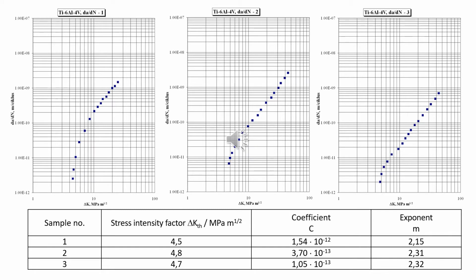So this procedure was applied on titanium alloy typically used for orthopedic plates. 3 specimens were tested. Results are shown in form of diagram and also as results for coefficients C and M in Paris law, as well as data for stress intensity factor threshold value as given in the table at the bottom of the slide.